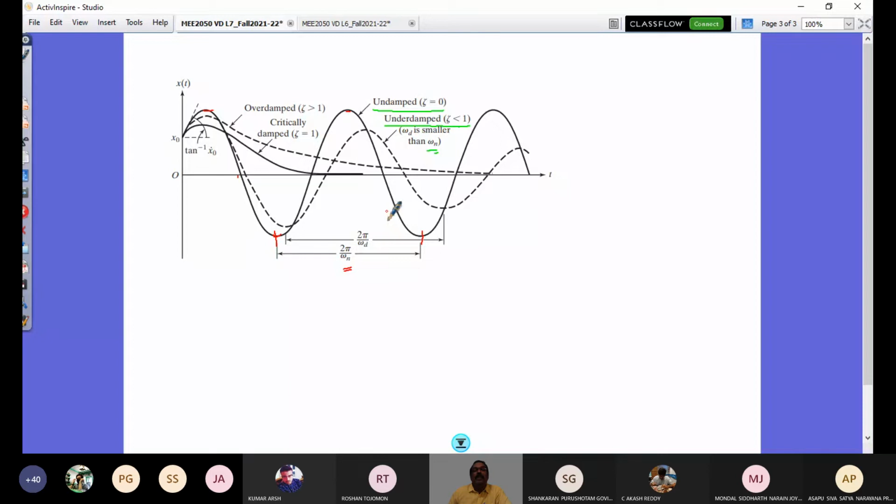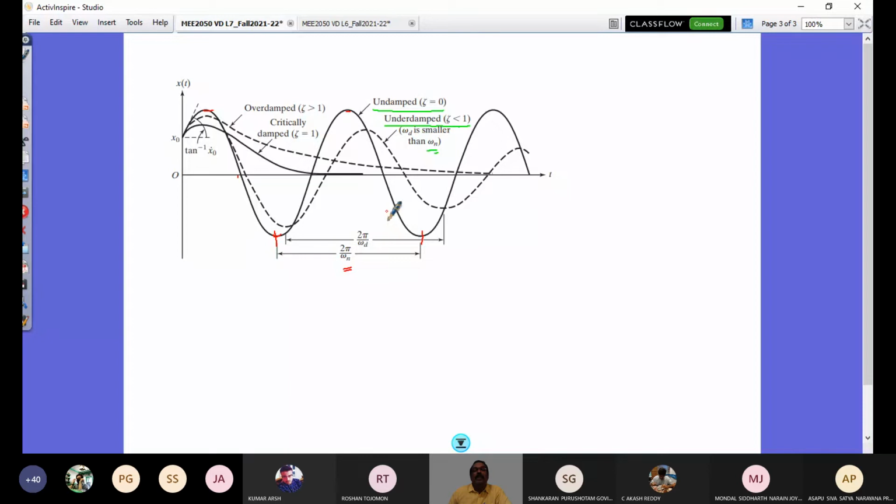So what are these plots? These are our response x of t. We had x of t for the undamped system, and we also looked at, in this morning's class, x of t for the underdamped system. So from here we can go ahead to understand two important properties called the logarithmic decrement and energy dissipation in the system. And that is the objective of today's class.